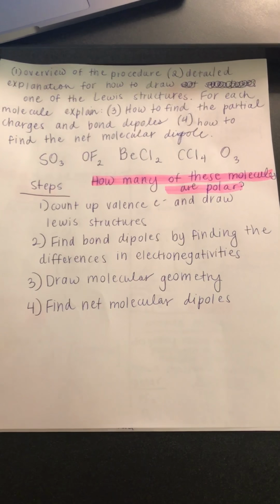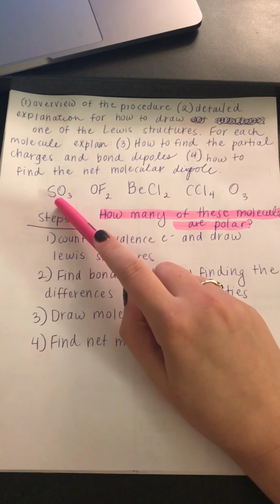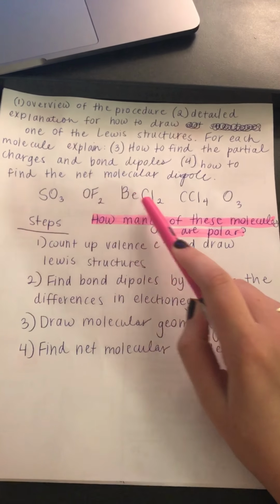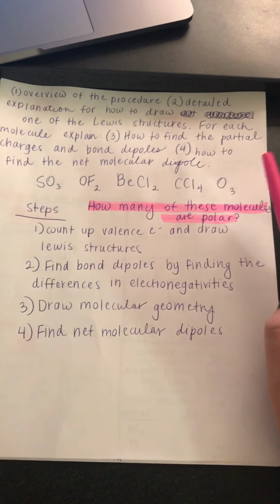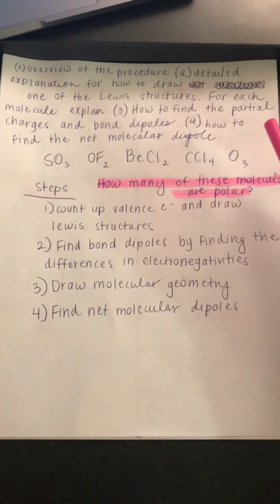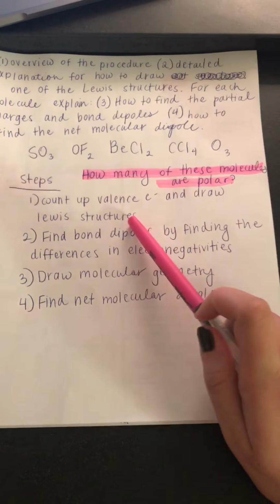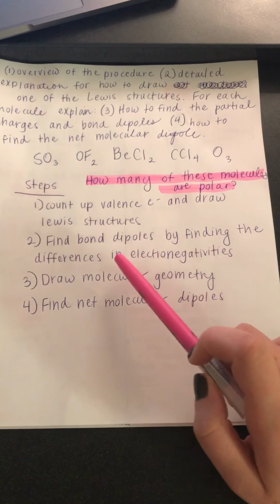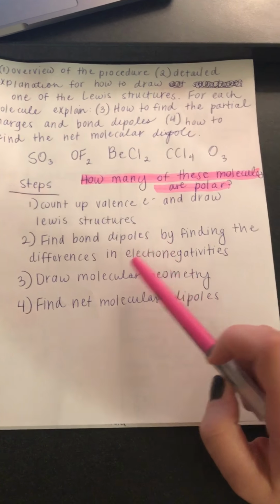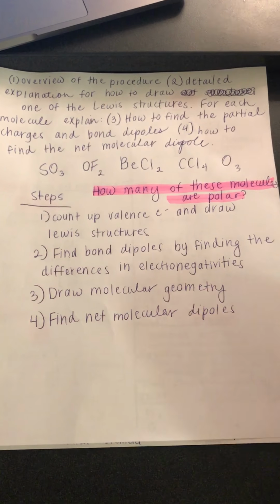So the question is, how many of these molecules are polar? And so we have SO3, OF2, BeCl2, CCl4, and O3. So what we're going to do is, the first step is you're going to count out the valence electrons and draw Lewis structures. Then you're going to find the bond dipoles by finding the differences in electronegativities. Then you're going to draw your molecular geometry, and then you're going to find your net molecular dipoles.